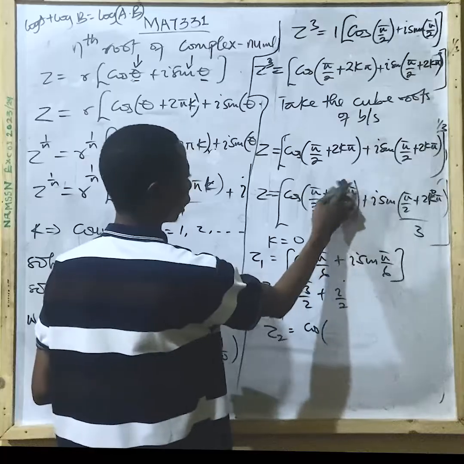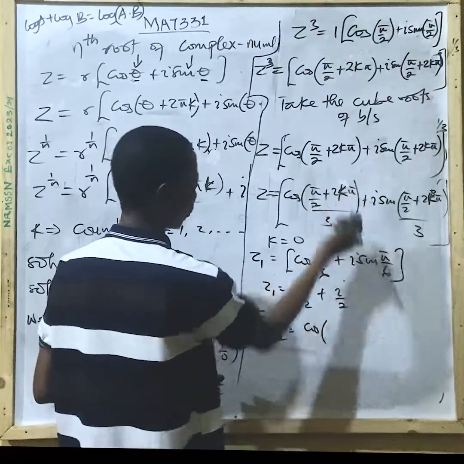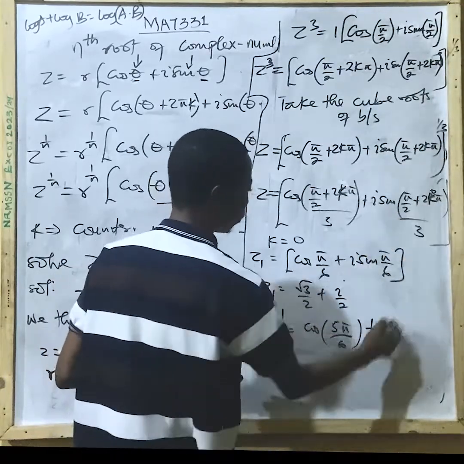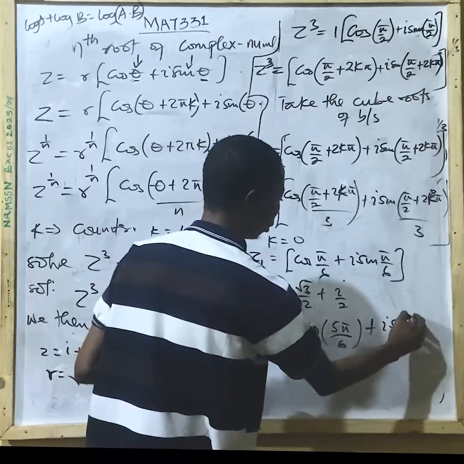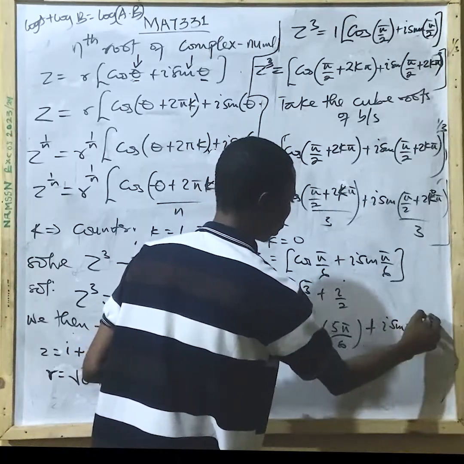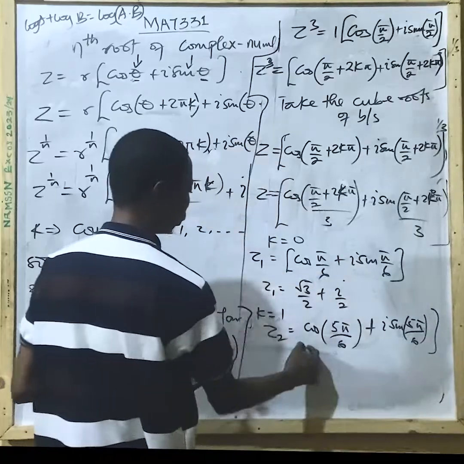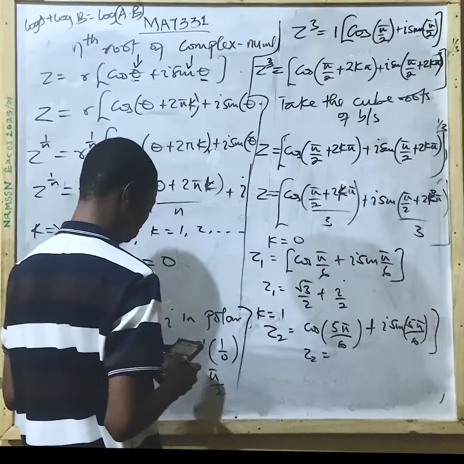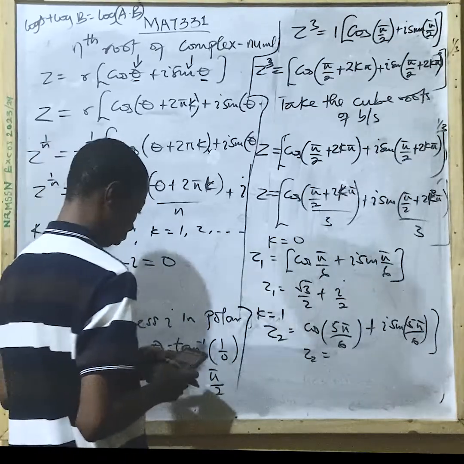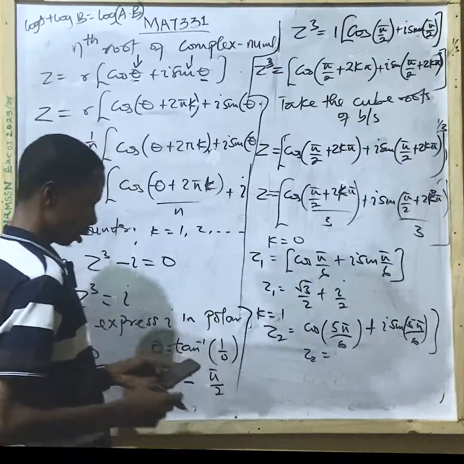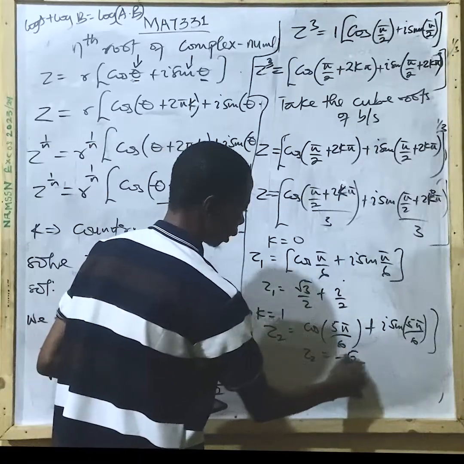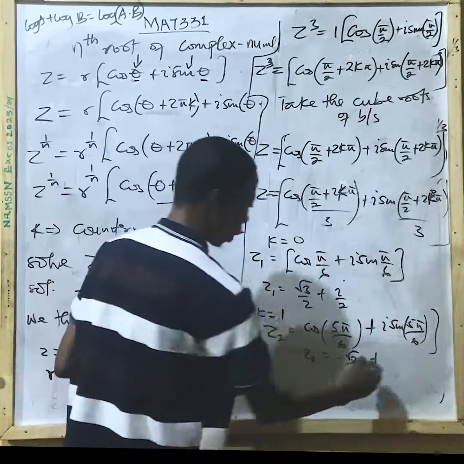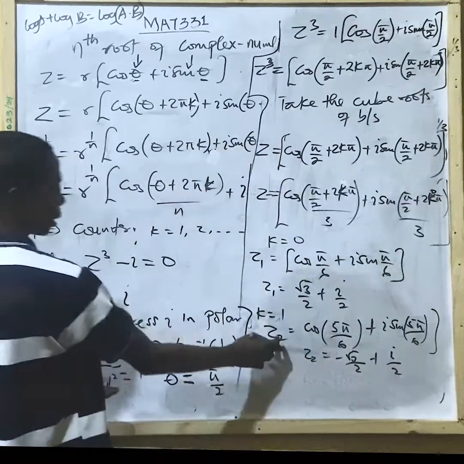So if k is 1, we are going to have pi over 2 plus 2 pi. So this one will be cos 5 pi over 6, and the same thing will happen to this part, plus i sine of 5 pi over 6. Then you press your calculator, you get z2. So cos 5 pi over 6 is minus root 3 over 2. Sine 5 pi over 6 is 1 over 2. So minus root 3 over 2 plus i over 2, that is z2.